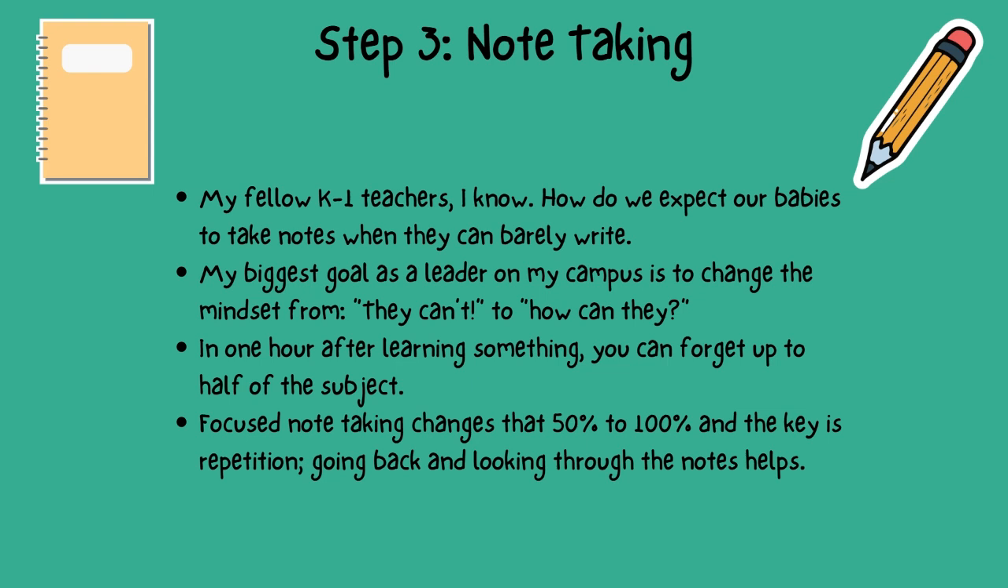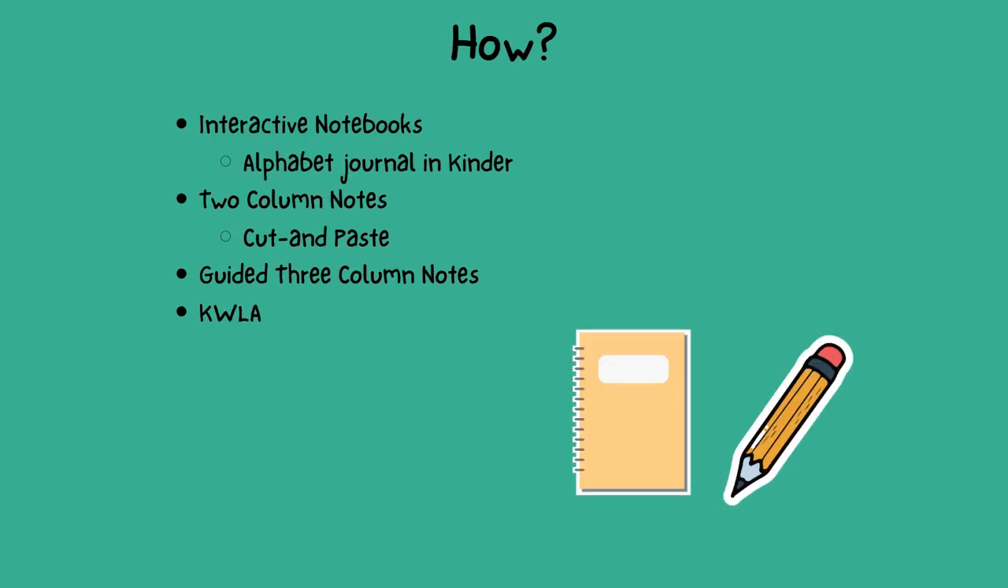Now, in one hour after learning something, you forget up to half of what you learn. Focused note taking changes that 50% you remember to remembering 100% of it. The key is repeating it five times. And going back and looking through your notes and adding on to your notes helps. This could look like interactive notebooks, two-column notes, guided three-column notes, or a KWLA chart.